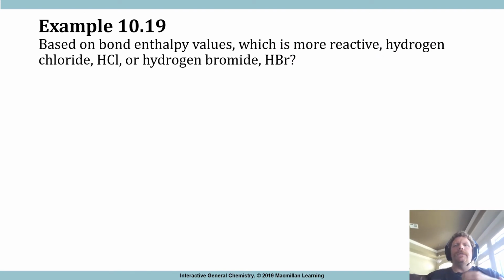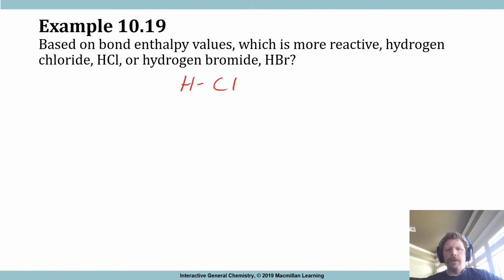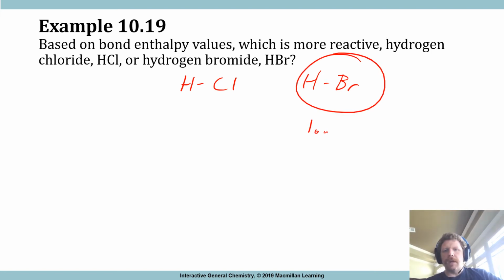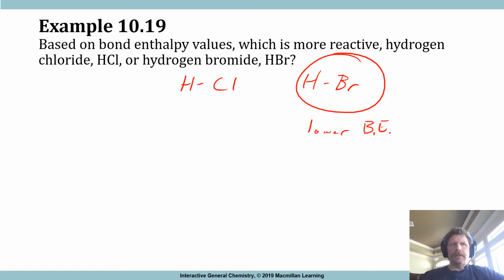All right, now this is going back a moment, but based on bond enthalpies, which is going to be more reactive? Hydrogen chloride, HCl, or HBr? Now this is a question of bond enthalpies. The answer is HBr, because this is going to have a lower BE, bond enthalpy. So the lower the bond enthalpy, the more reactive that substance is. So that's the trend that you want to follow.